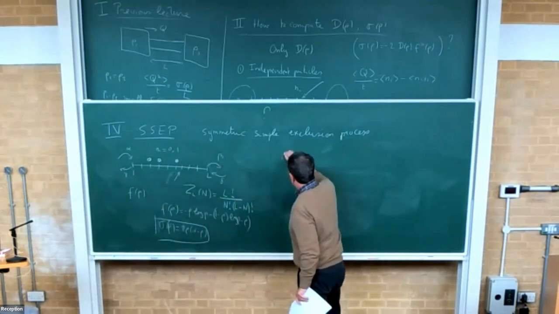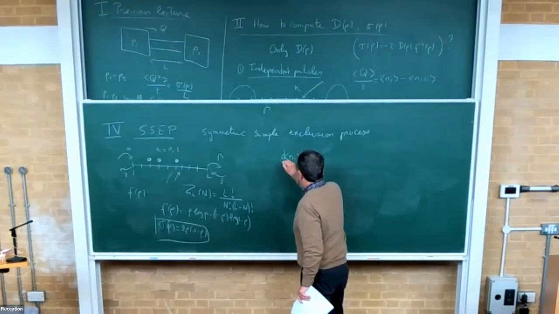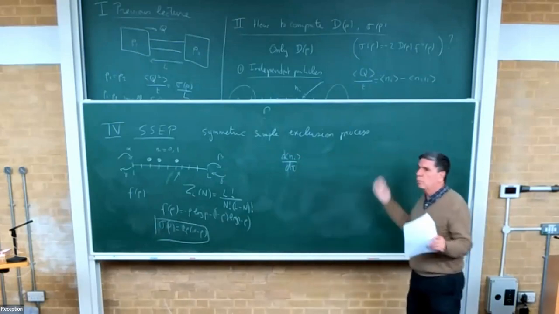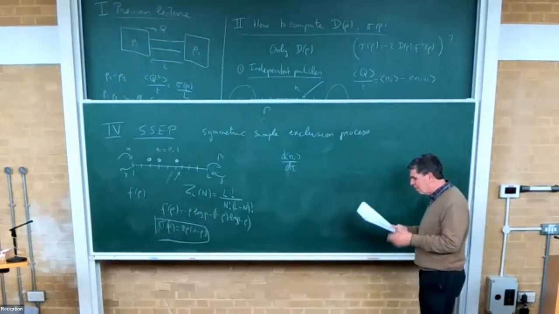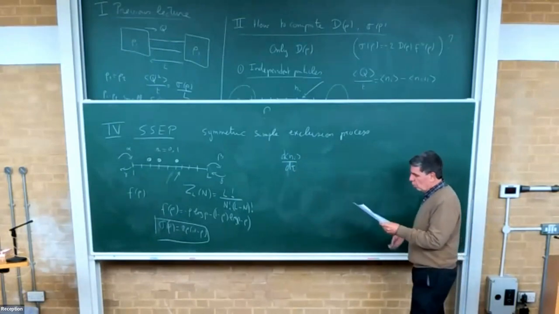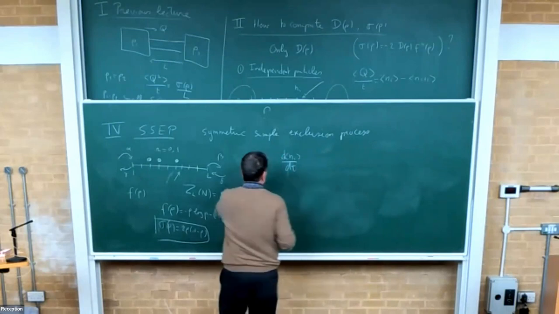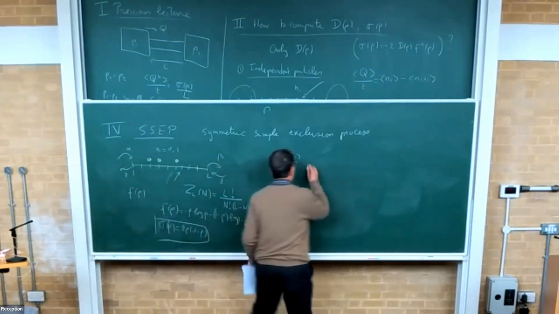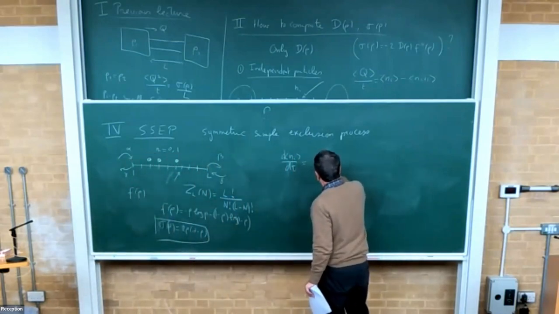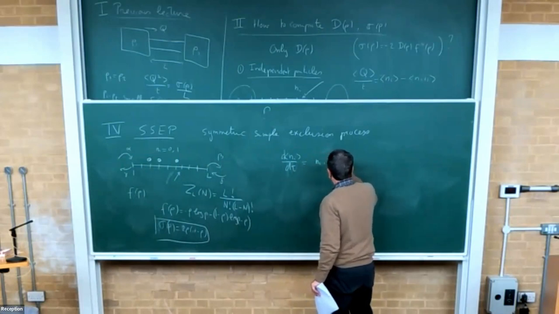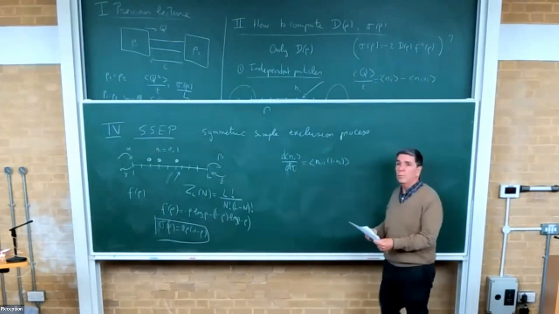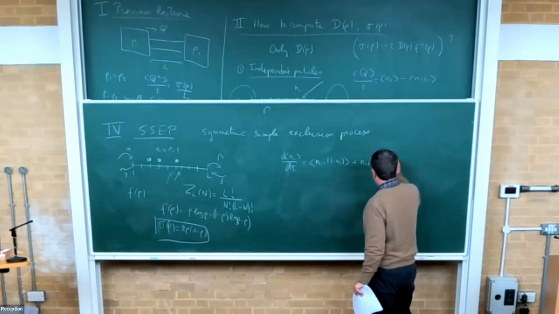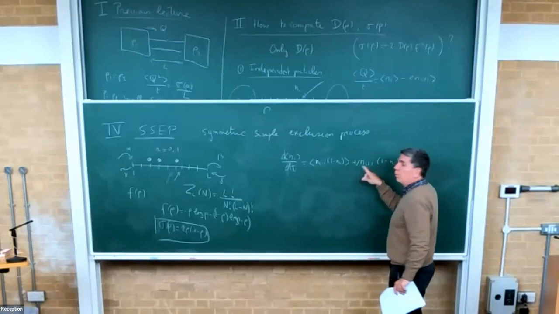So let's look at what happens to the occupation of site i as a function of time. Okay, I put the macroscopic time to be T and the microscopic time to be t. So how could the occupation of site i increase with time or decrease with time? How can it increase? There is a particle on the left side, and the site was empty. And this is the contribution of the jump from i minus 1 to i. Or there is a similar term, a jump from i plus 1 to i.